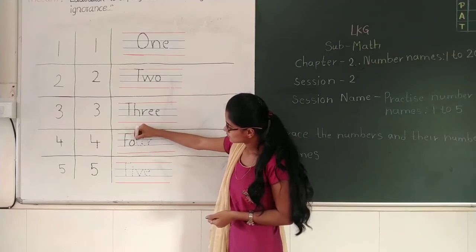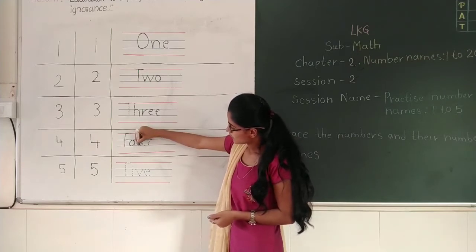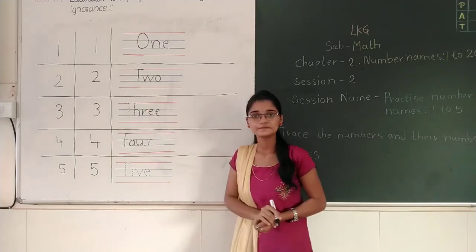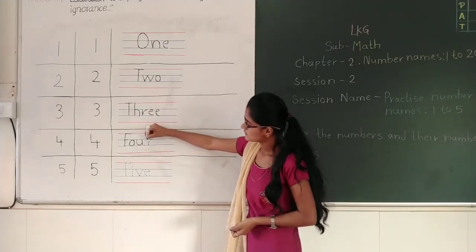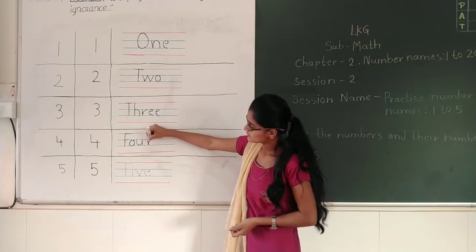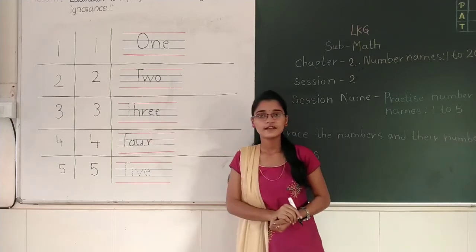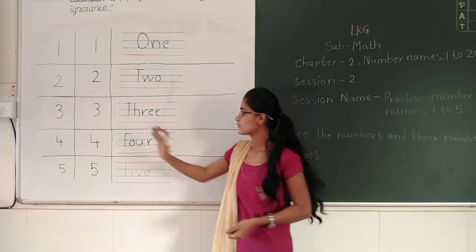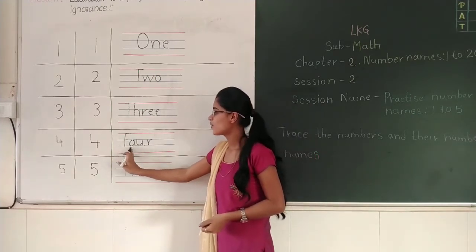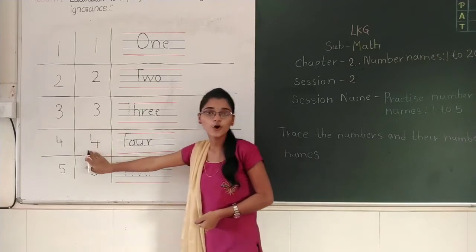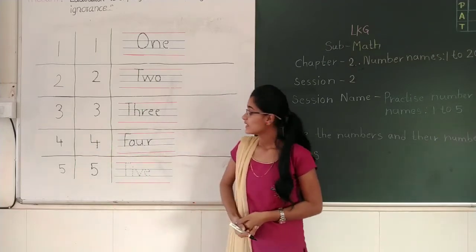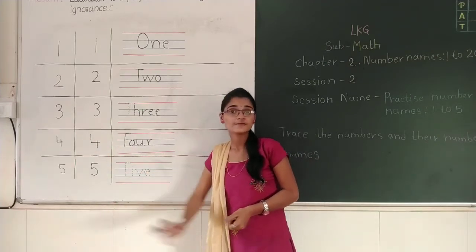Then U. Draw one up curve and standing line. And R, a standing line. Okay? So read this spelling. F-O-U-R, 4.